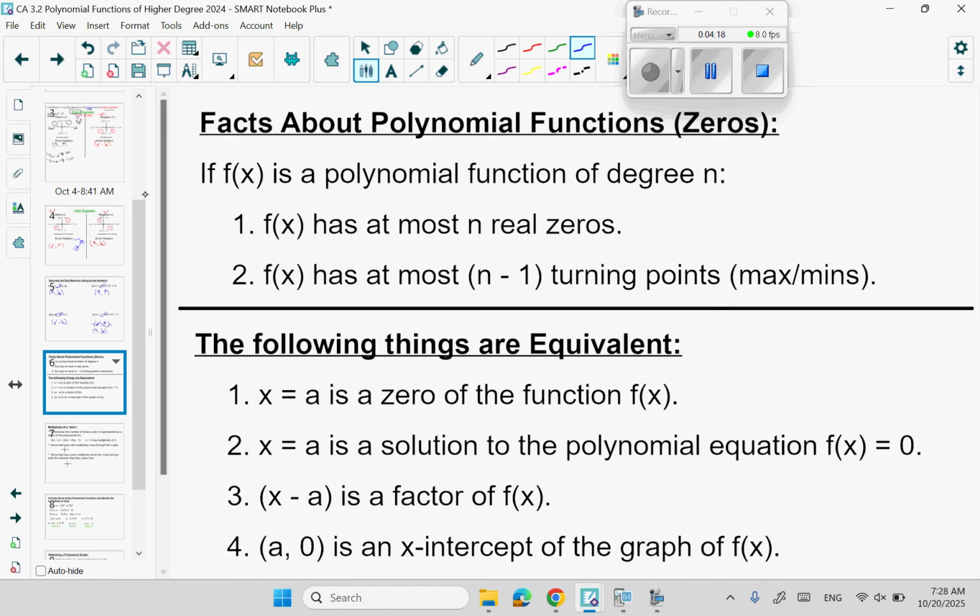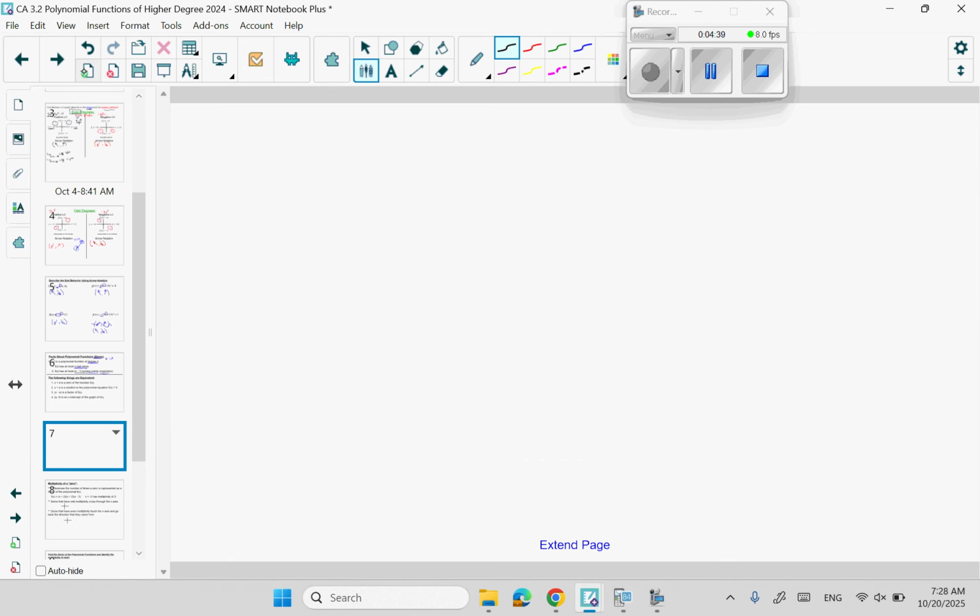So some things about polynomial functions or zeros, where zeros we just mean our x-intercepts. If it has a degree of n, it has at most n real zeros and at most n minus 1 turning points, which are minimums and maximums. Again, a quick example would be something like when we have quadratics.